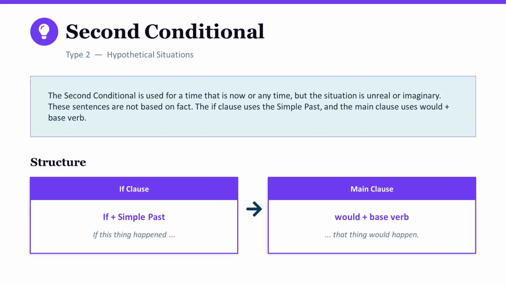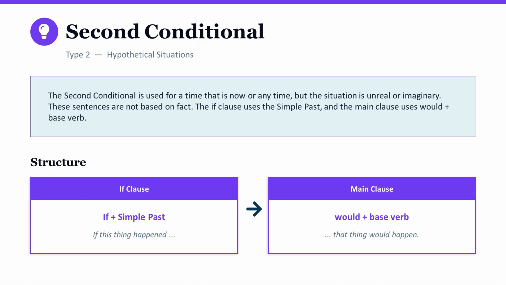Now we come to the second conditional, which is type 2. The second conditional is used when we talk about imaginary or hypothetical situations. These are situations that are not real. They are not based on fact. The time can be now or any time, but the situation is unreal.